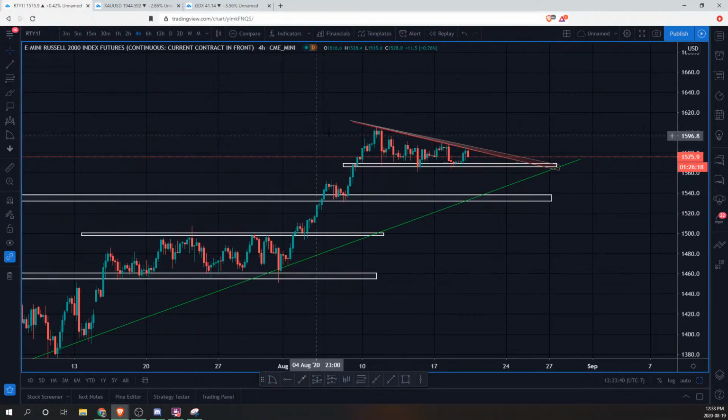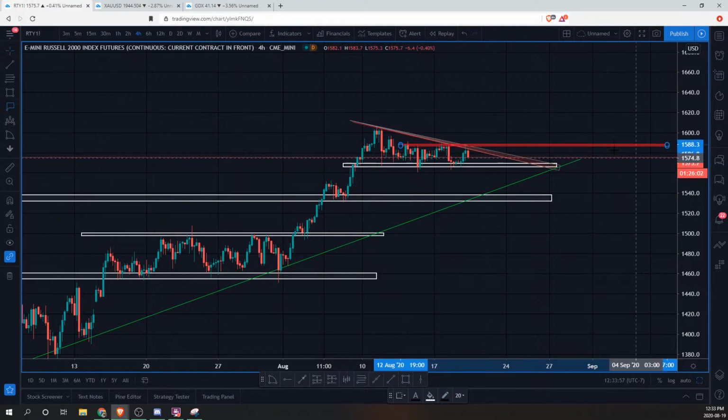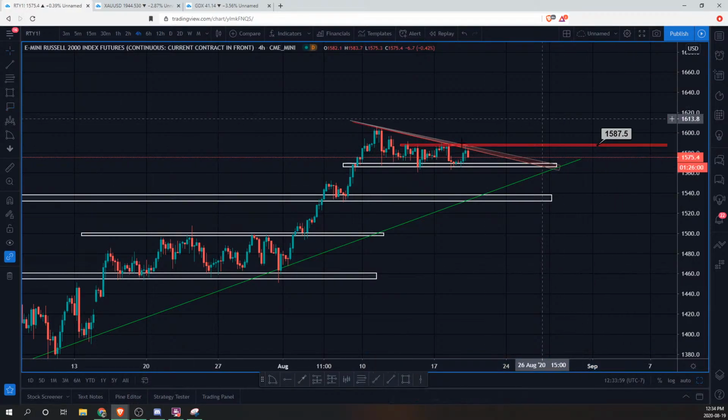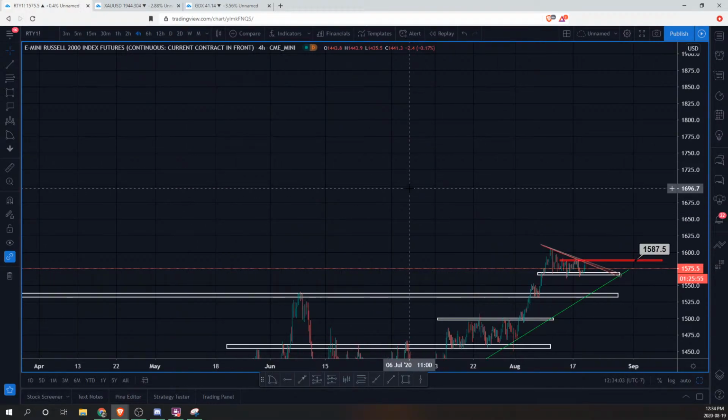So what we're looking for right now, we see a nice descending triangle formation with a horizontal level of support and a descending level of resistance. What I would ideally like to see is a break in market structure right around here. Maybe a little bit lower. Maybe right around there. So what we're looking for is a break in market structure of like 1587 to push us towards the $1,700 zone right around here.